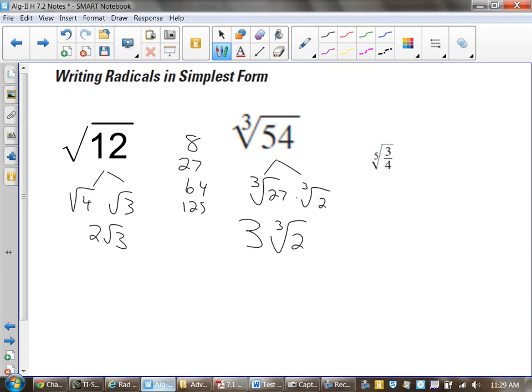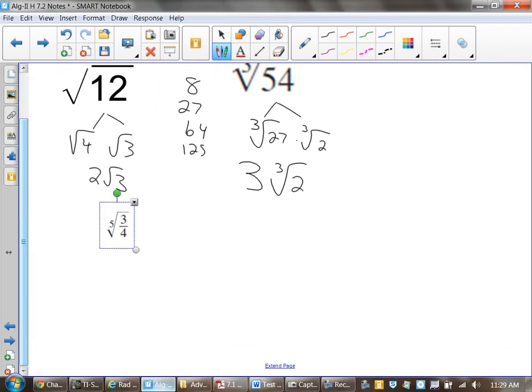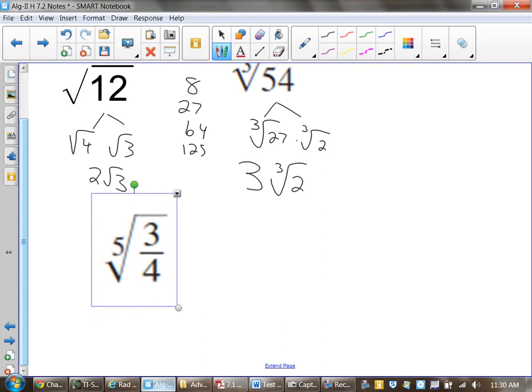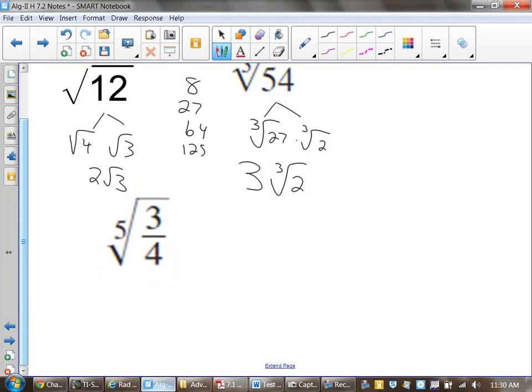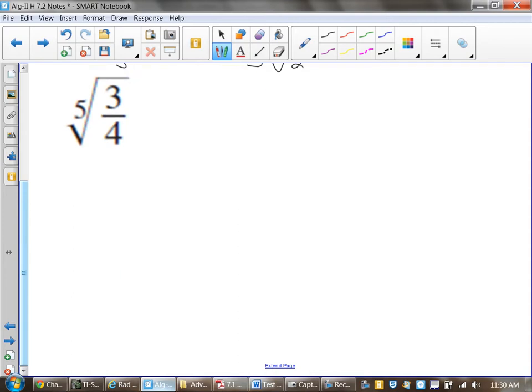Now the weird stuff. Rationalizing. And this is usually where most people have more issues with it. So you have to kind of create something. In this problem here, I have the 5th root of 3/4. Can I simplify this a little bit further? Yes. Do you agree that this is the same thing?